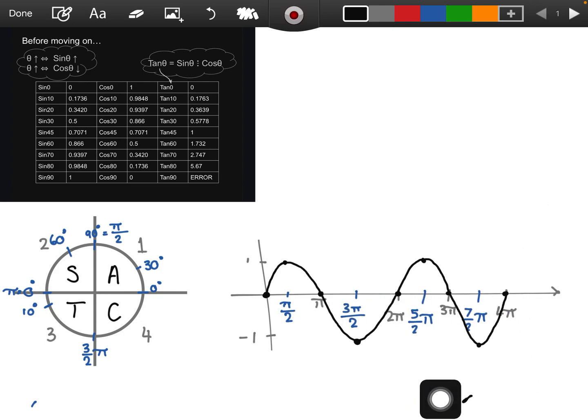Now the cosine graph is very similar. We're going to go through that in another video, but have a look and see what the difference will be. It starts at 1, so it's going to start up here instead, and then move towards 0 by the time it gets to 90 degrees. So maybe use this and try to graph cosine using that.